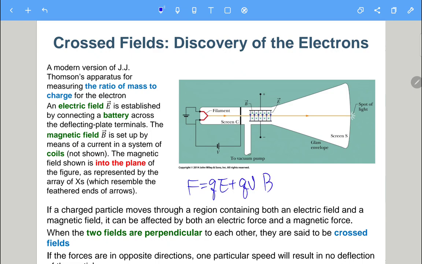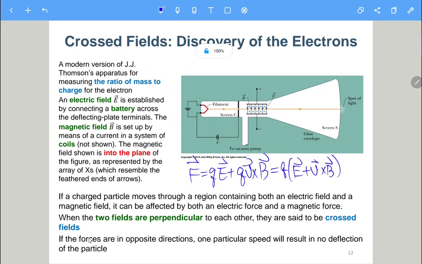And if you need to write it in vector form, it will be F equals QE vector plus Q v cross B, or Q times (E plus v cross B). So this is the electromagnetic force. When two fields are perpendicular to each other, they are said to be crossed fields. If the forces are in opposite directions, one particular speed will result in no deflection of the particle.